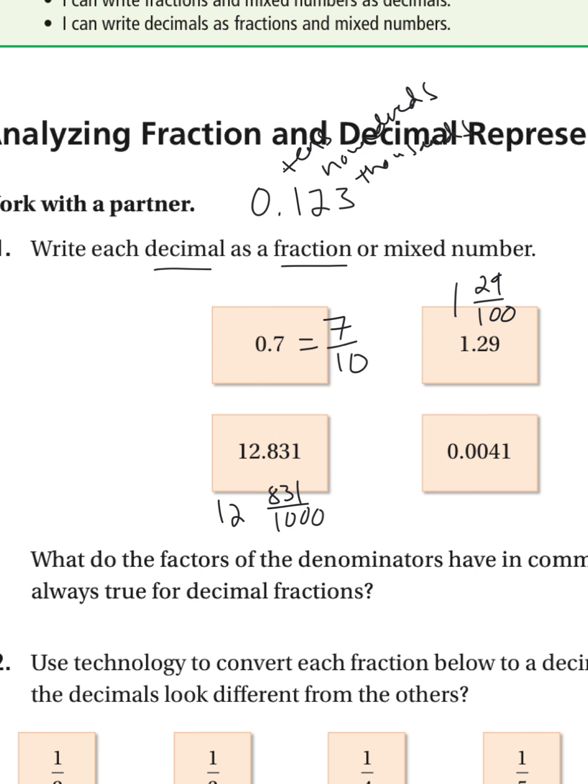Okay, and then we didn't give our number up here, but if I added a 4 here, this would be in the 10,000ths place. So 0.0041 is 41 over 10,000.